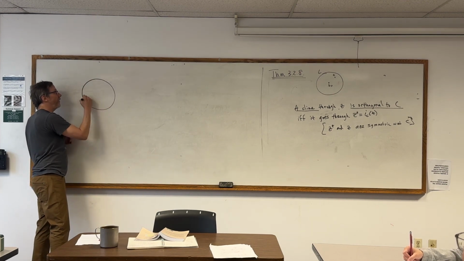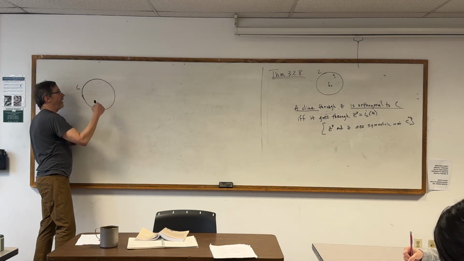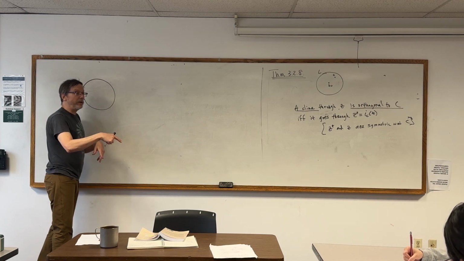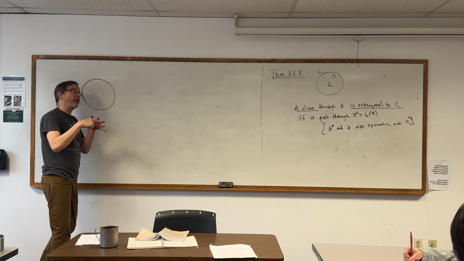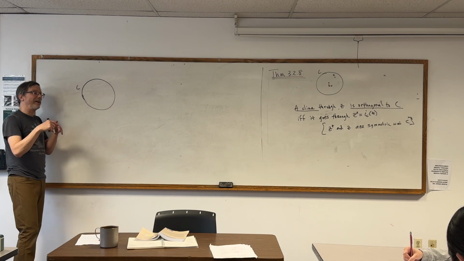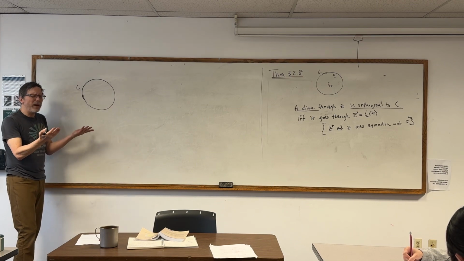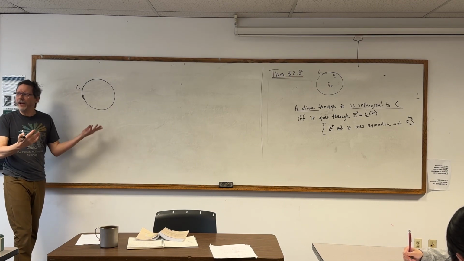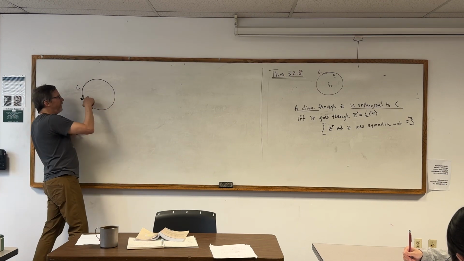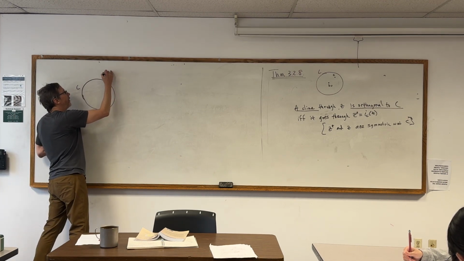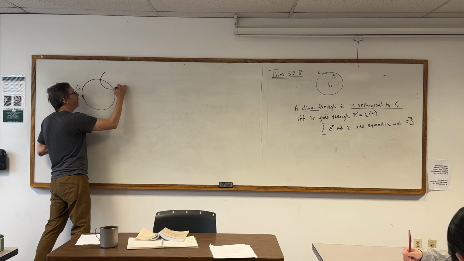So what does it mean for two circles? I've got a circle C, and I've got another circle. What does it mean for them to be orthogonal to each other? The intersection forms a right angle. Beautiful, yeah, beautiful. Thank you, Nathan, that's beautiful.